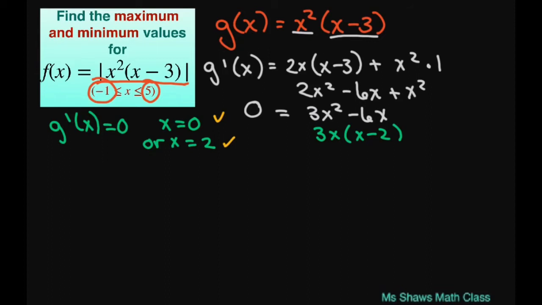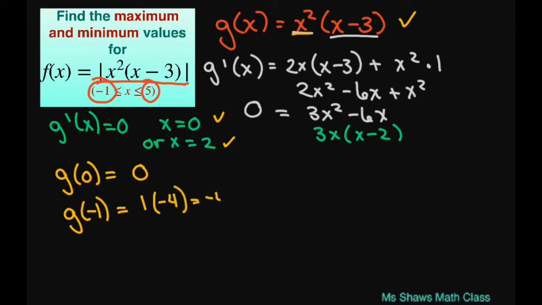Let's start with 0, so g of 0. When you substitute in 0, and we're looking at g now, we're going to get 0, because 0 squared here is going to zero that out. And g of -1, if you substitute that in, you're going to get 1 times -4, so g equals -4. And g of 2, if you substitute that in, you're going to get 4 times -1, which also equals -4.